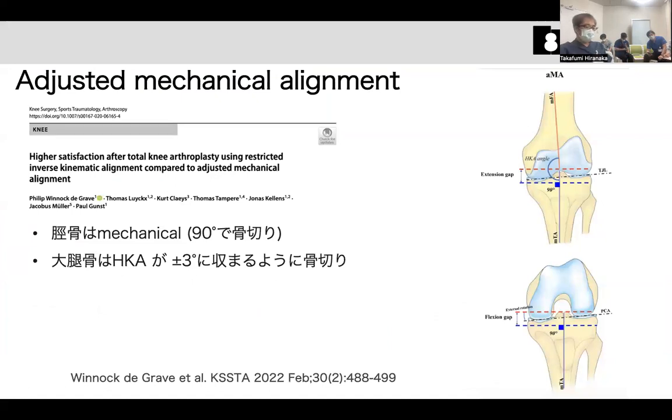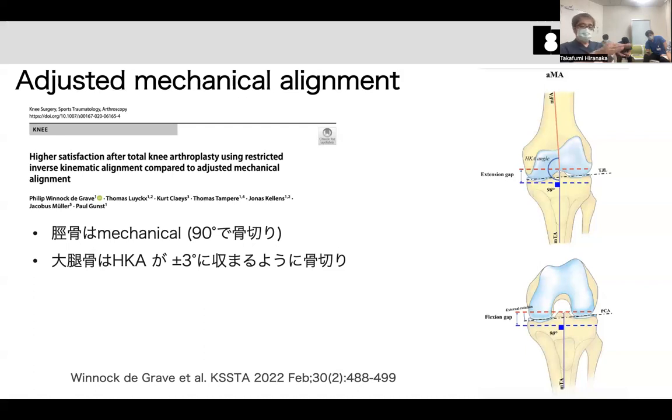And furthermore, for mechanical alignment, is something moved to the kinematic or personalized? The classic mechanical alignment strictly finalizes the knee in a straight leg. In other words, 0 degrees of HKA and perpendicular cut. So both distal femur, posterior femur, and proximal tibia are cut perpendicular to the mechanical axis. In both cases, the medial side is narrow and the lateral side is wide, so that should be corrected by soft tissue release.